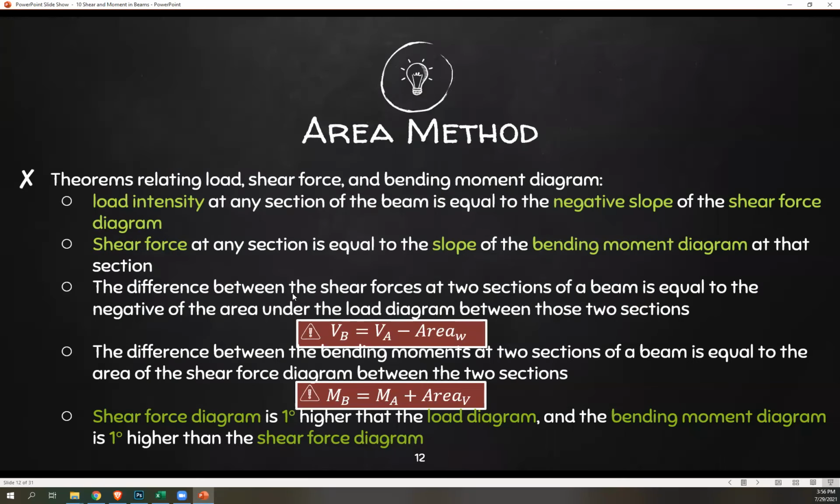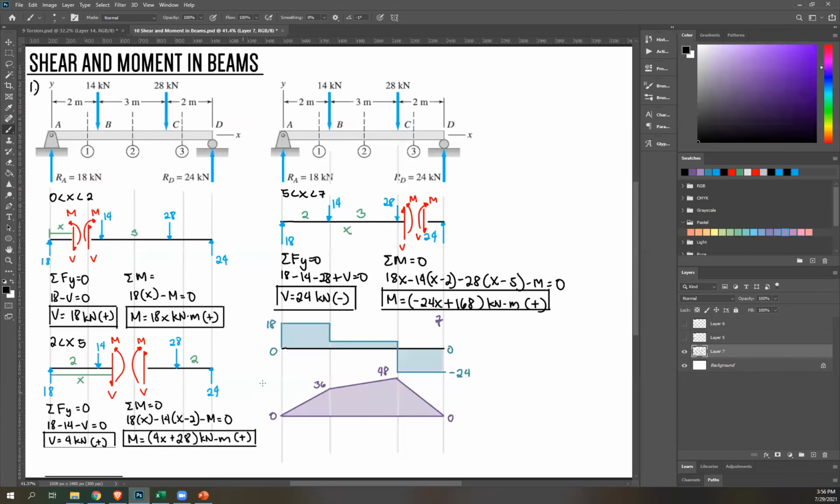Next. The difference between the shear forces at two sections of the beam is equal to the negative of the area under the load diagram between those two sections. So in short, VB equals VA minus the area of your load diagram. Let's try that again. So VB, here at this point, that's B, is equal to VA minus the area of your load diagram. VA is 18. Again, there's no area here, so that's 0. So VB is still 18. And as you can see, this point is still 18. Okay? That's how you do that.